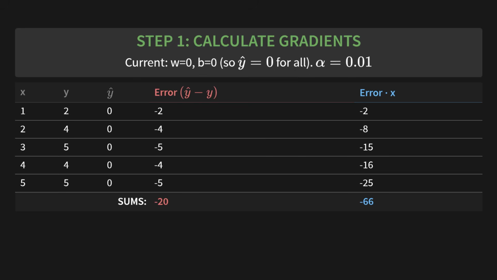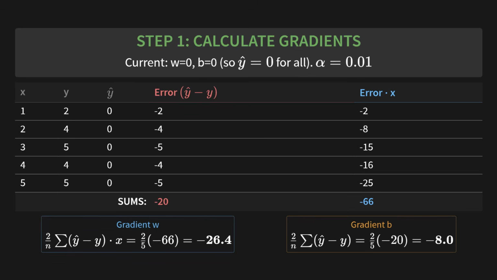For x equals 2, the error is negative 4. Error times x is negative 8. For x equals 3, error is negative 5. Error times x is negative 15. And so on. At the bottom, we get the sums. The sum of the errors is negative 20. The sum of error times x is negative 66. Now we just plug these into our formulas. The gradient for W is 2 over 5 times negative 66, which equals negative 26.4. The gradient for B is 2 over 5 times negative 20, which is negative 8.0. Those are our slopes. That tells us which way is uphill.